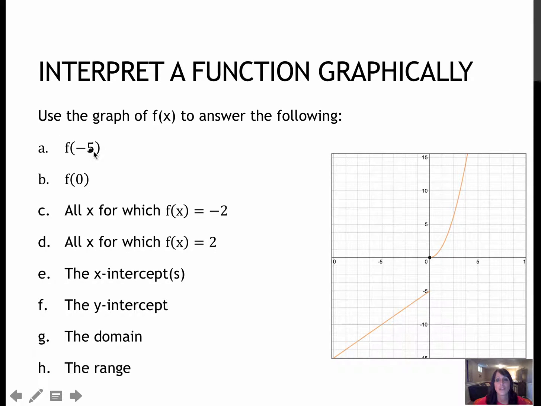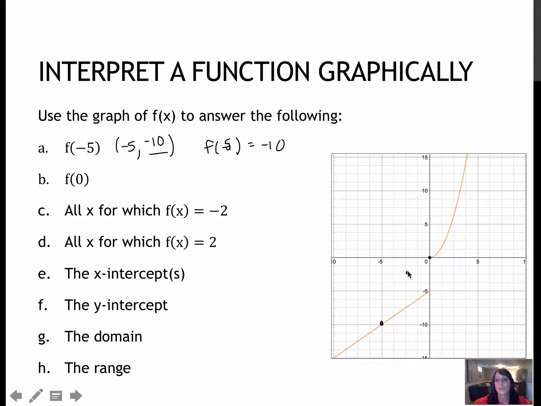So finding f of -5 is saying if I plugged in -5, what would come out? If I look at that graphically, I'm just going to go to -5 on the x and find what's the value of y. In this case, it would be -10. So f of -5 would be -10 because (-5, -10) is a point on this graph.